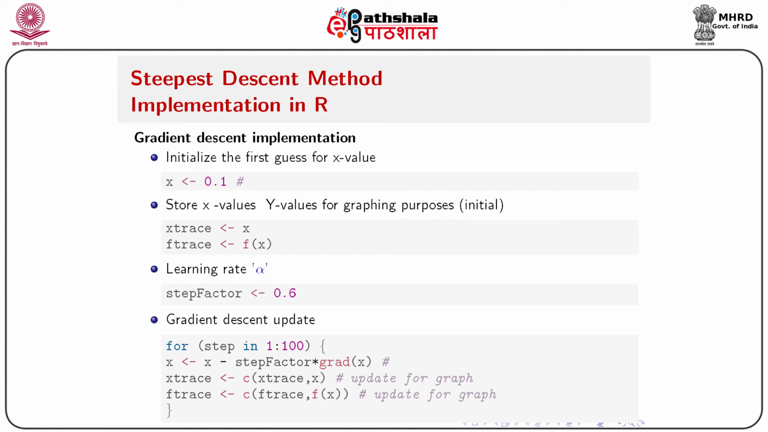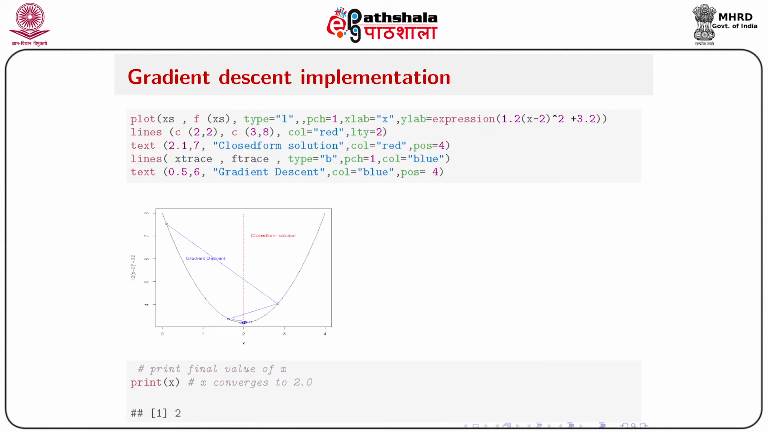Now the gradient descent update we can do here using a for loop, for step 1 to 100, and then x equals x minus step factor into gradient, that is, alpha into delta f x that was given. Here, instead of alpha it is step factor into gradient of x, and then update the x trace as c(x trace, x), and update the value of the function, f trace is c(f trace, f(x)). After running 100 times, this will create two arrays of length 100, one for x and another for the functional value. That might be useful for updating the plots.